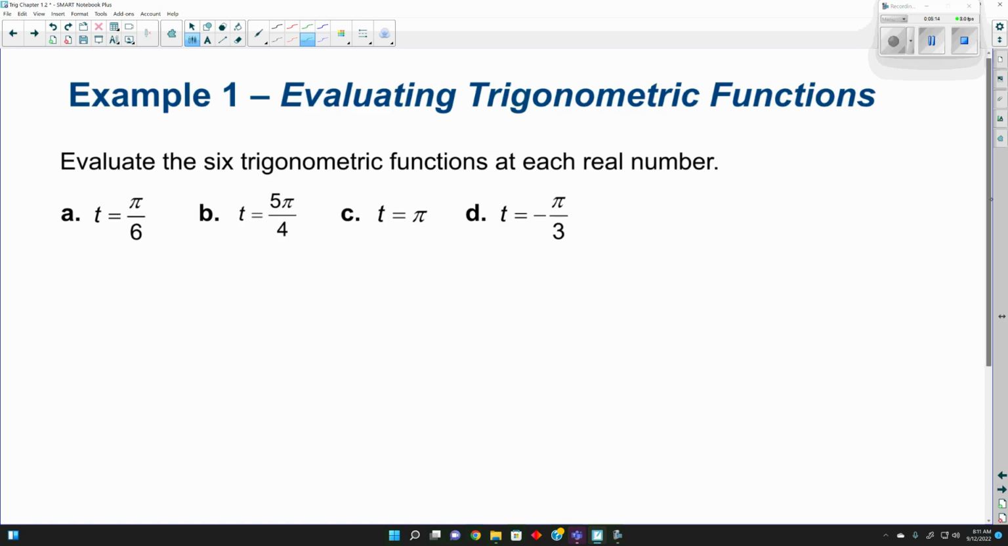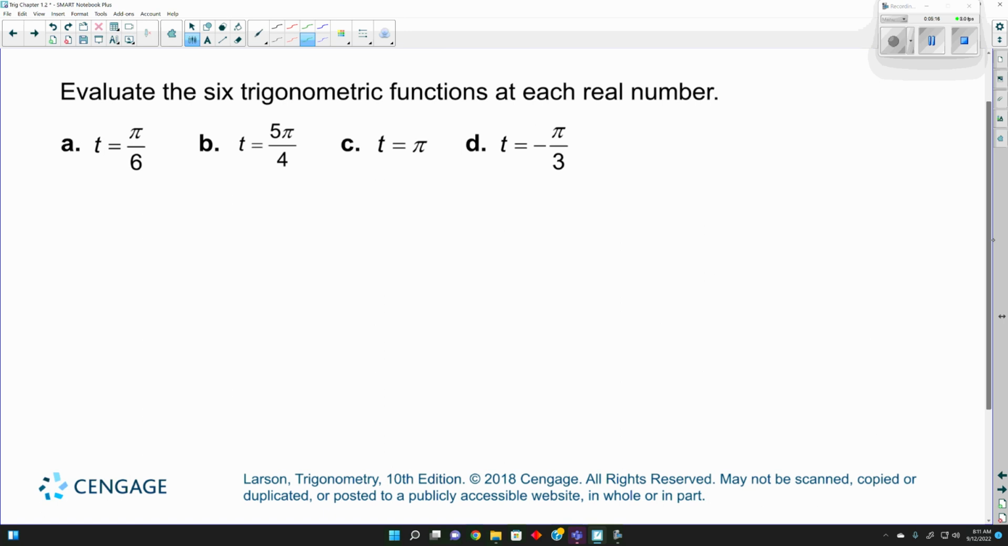So let's look at this next part here. Evaluate the 6 trigonometric functions at each real number. So we can look at A first. A is pi over 6, yes? Now looking at the unit circle, we can say sine of pi over 6 is equal to, well, according to the unit circle, we're at that first one, or we can use the one down below.